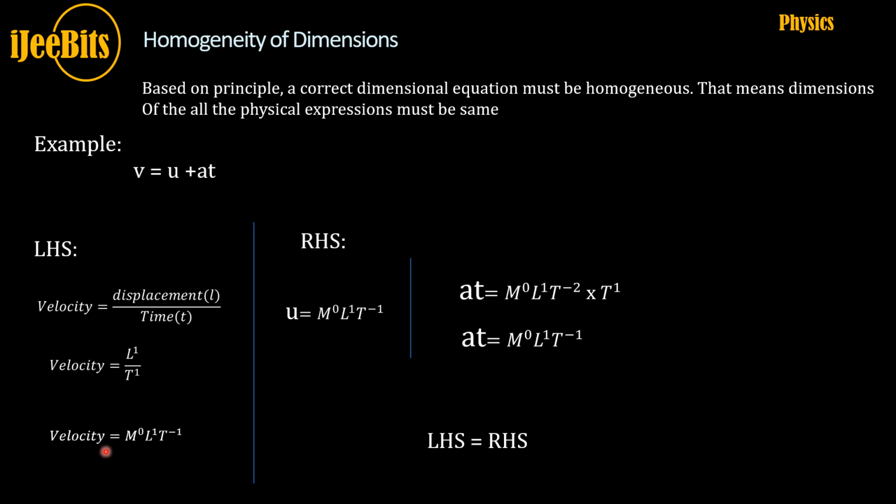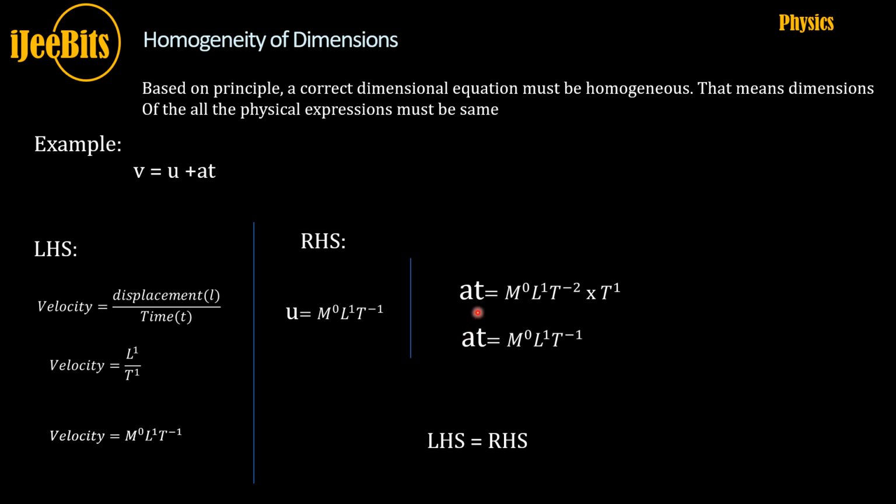So keep the left hand side dimensional formula aside and look at the right hand side. What do we have? u plus at. Let's look at each one separately. u means initial velocity, and the dimensional formula for initial velocity is the same as for final velocity. So you can represent it as M power 0 L power 1 T power minus 1. Good. Now let's look at the at term.